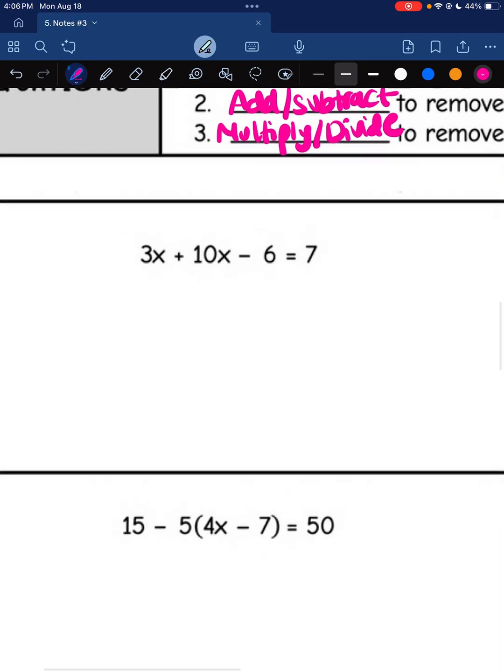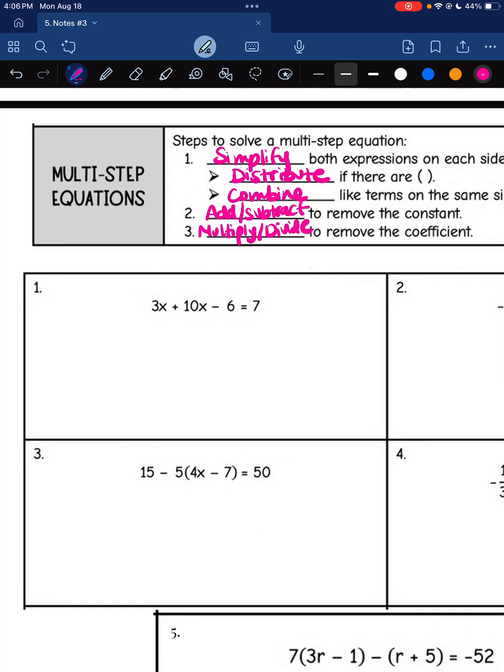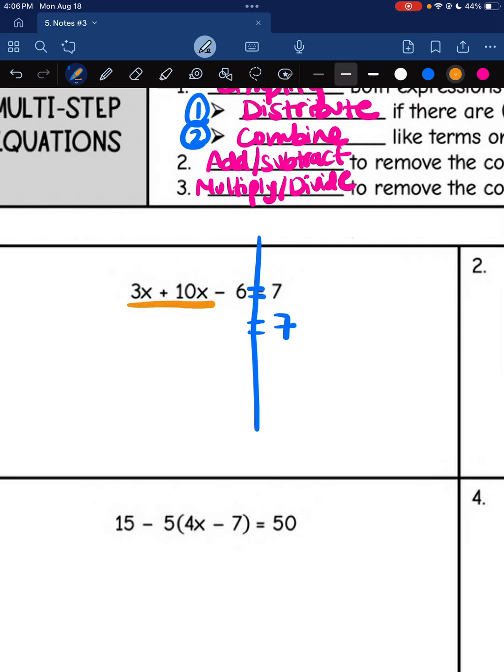So for number 1, really I want for you to think of 4 steps. So I'll number them. So step 1 is to distribute. If there's parentheses, for this one we don't have any. Step 2 is to combine like terms. So on the right, we just have a 7. So there's nothing to combine. And then on the left, I can combine these two. Remember, when I say combine, just do exactly what you see. So this is 3 plus 10, which is 13x. And then we still have minus 6.